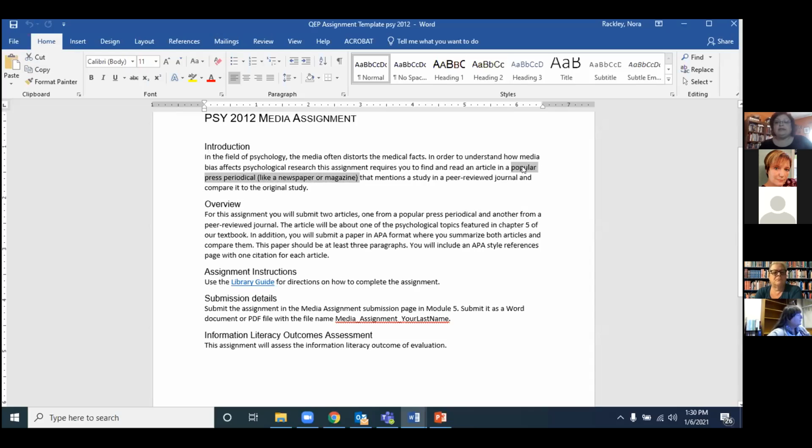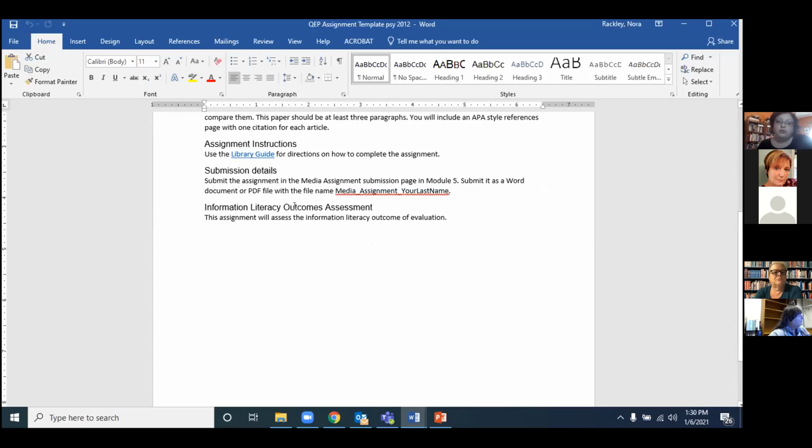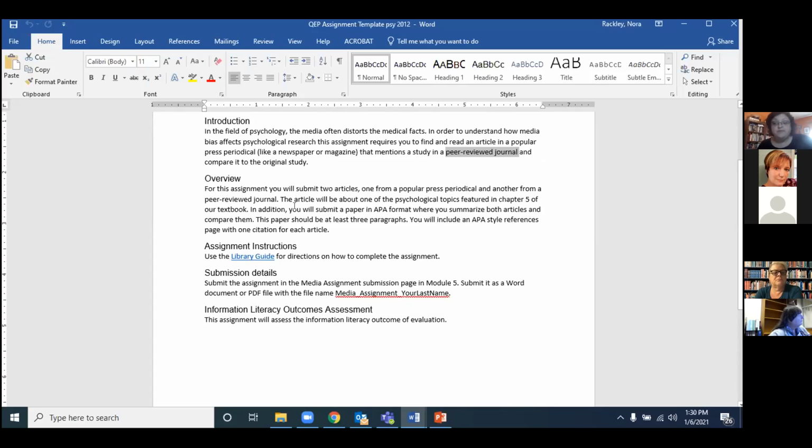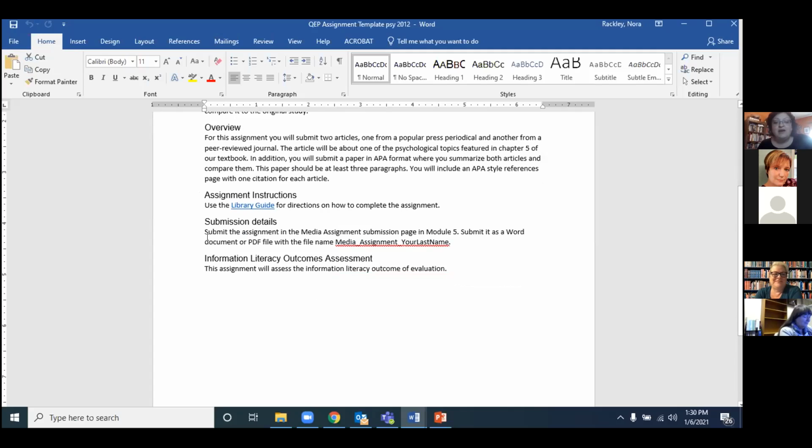So if you're going to say it's a popular press periodical, define it, right? We also need to define a peer-reviewed journal, right? So I went ahead and added better instructions here, better overview. I didn't do a rubric because I don't like doing them, even though I do them. I can do bad ones really easily, right? But we have our submission details and all that information.